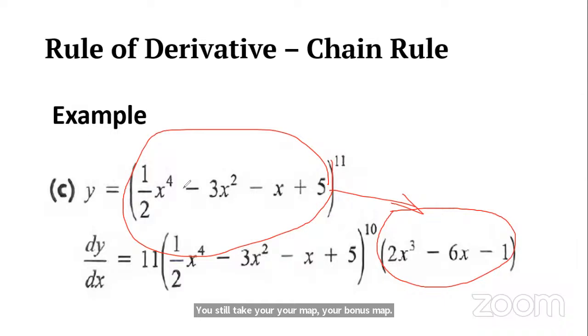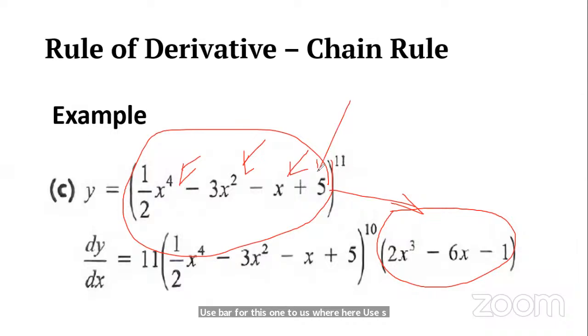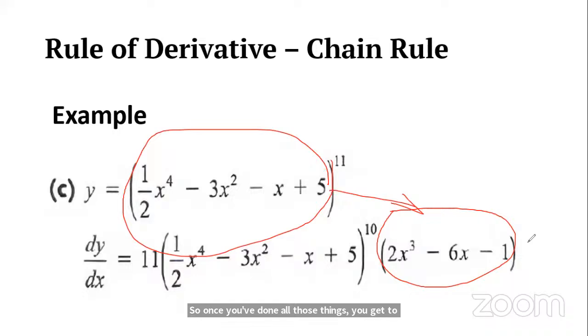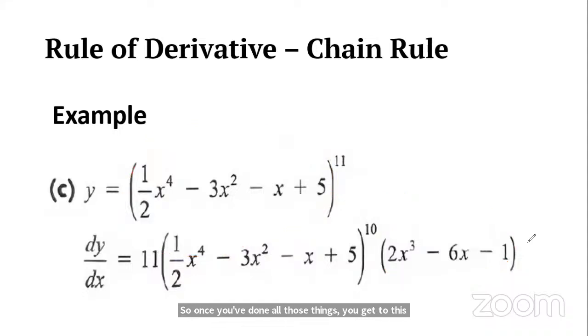So g of x, if you differentiate this one, you can use the power rule for this one here. Use the power rule for this one. You use the power rule for this one too as well here. And you use the derivative form of this one. You use what? The constant rule for this one here. So once you've done all those things, you get this function here. That's why I started with the constant rule, the power rule, and the sum and subtraction rules of derivative. So that's how we do it. And this is your final answer.